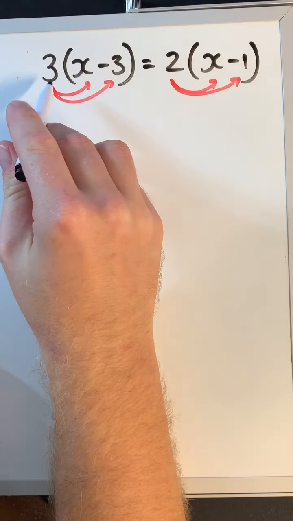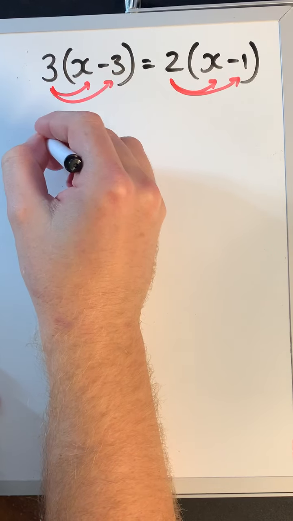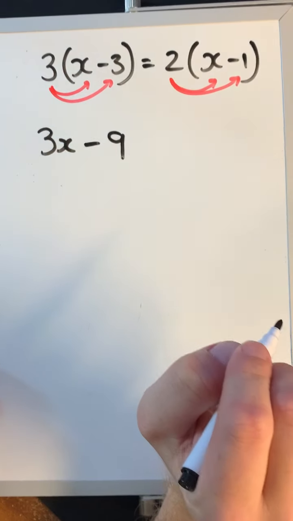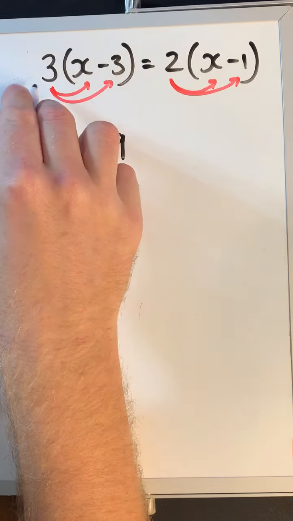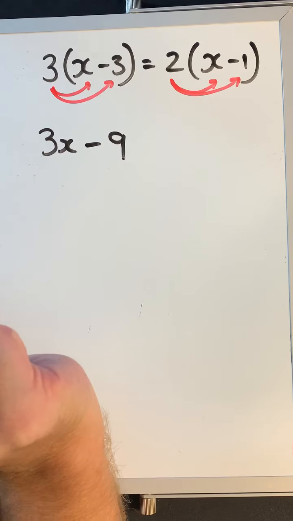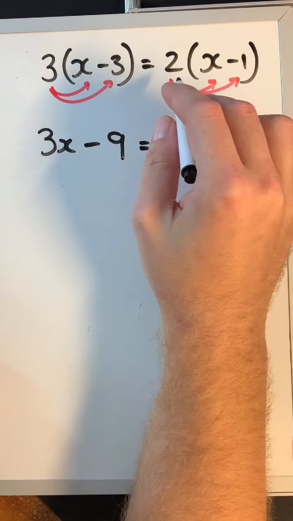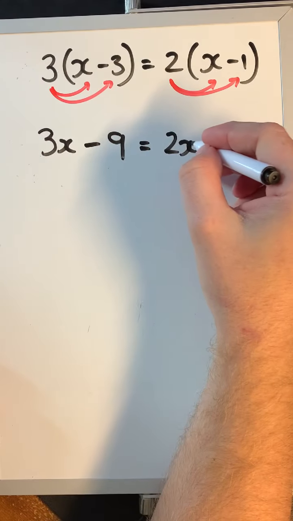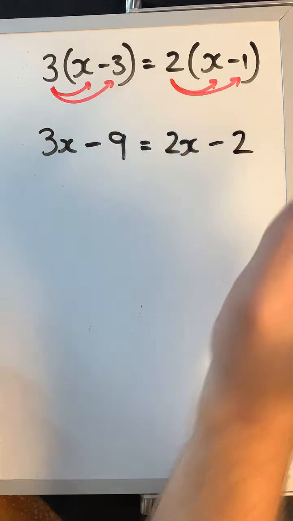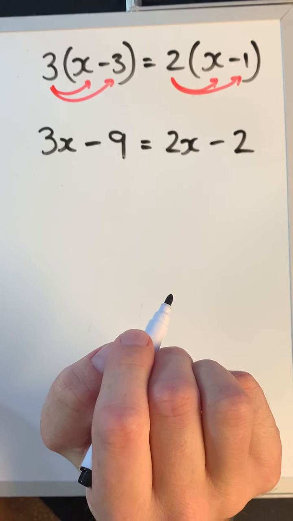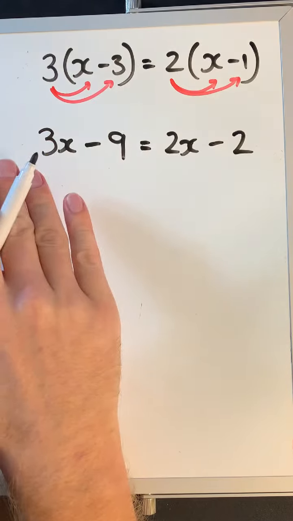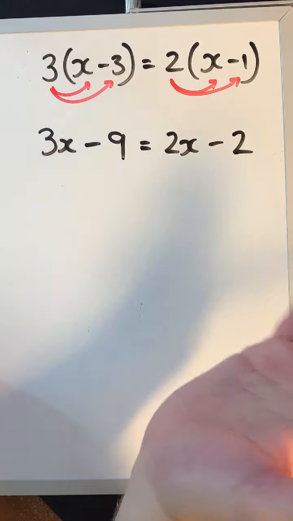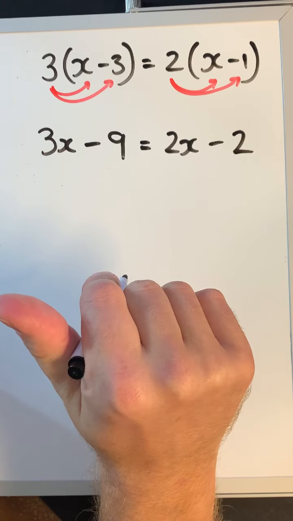Okay, so we've got 3x here. 3 times x will give us 3x. 3 times minus 3 will give us minus 9. Okay, so remember, positive multiplied by negative will give us a negative. And on the right hand side then we've got 2 times x, so that's 2x. And 2 times minus 1, so positive times a negative, we will get minus 2. Okay, so now this looks great because we've got separate terms. We can manipulate this equation now. We can take numbers to the right, x's to the left, or vice versa.